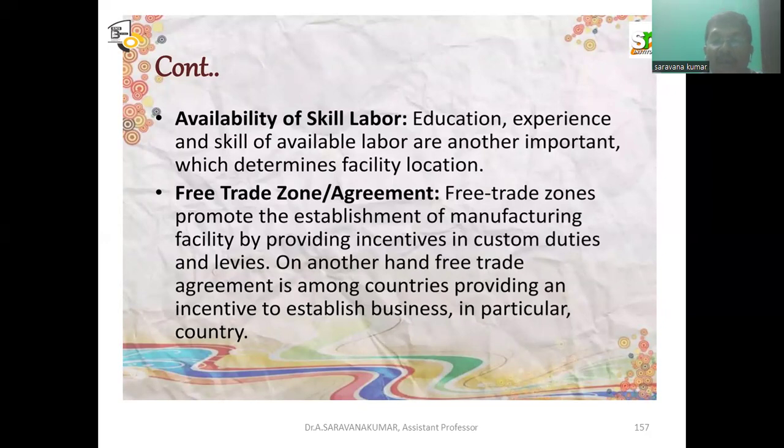Free trade zone and agreement. Free trade zones promote the establishment of manufacturing facilities by providing incentives in customs duties and levies. On the other hand, a free trade agreement among countries provides an incentive to establish business in a particular country. For example, the head office is in the US or UK, and you are having branches here.